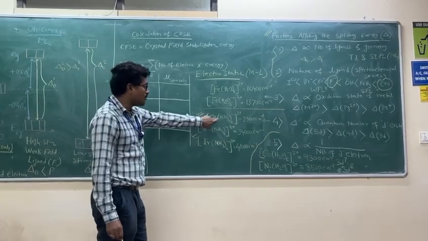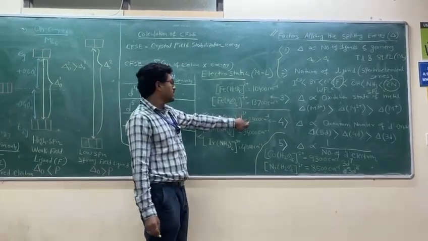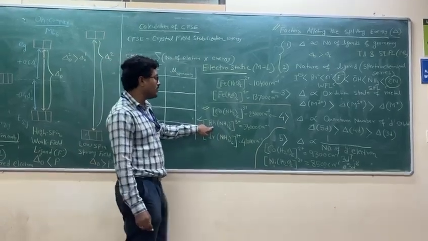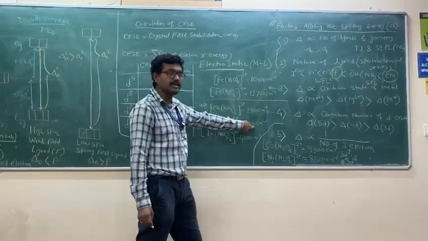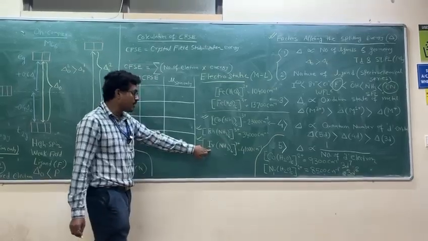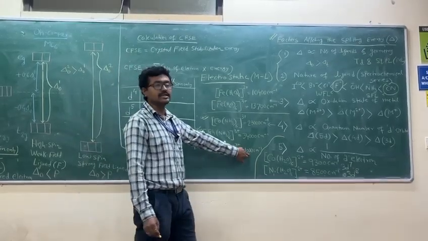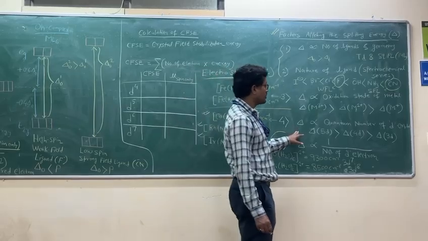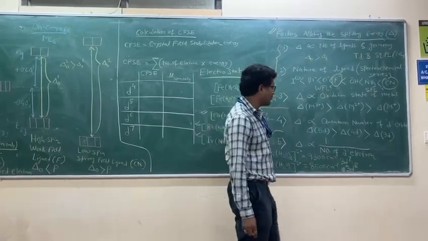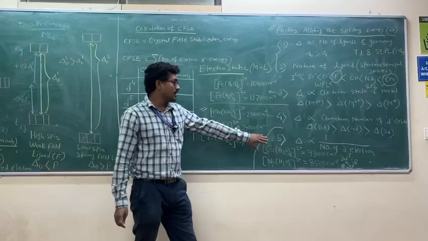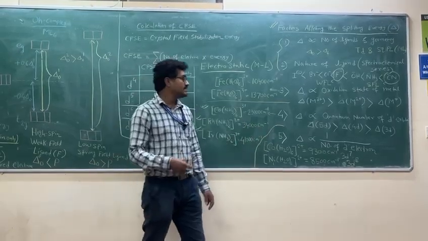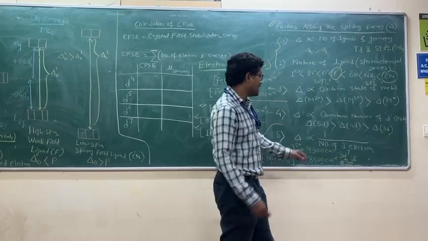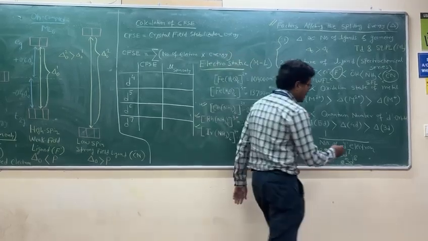In the case of the cobalt ammonia complex, the delta value is 23,000 centimeter inverse. In the case of the rhodium ammonia complex, the value increases to 34,000 centimeter inverse. And in the case of the iridium complex, the delta value is 41,000 centimeter inverse. So delta depends on the quantum number of the d orbitals. Now the last one: delta is inversely proportional to the number of d electrons present in the metal.